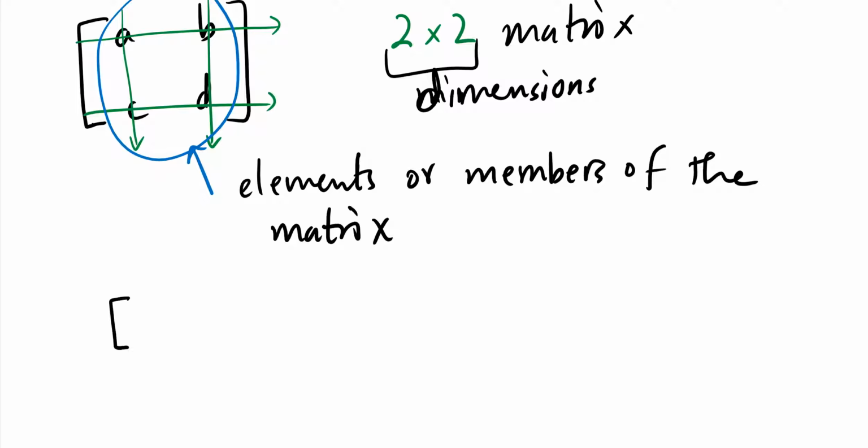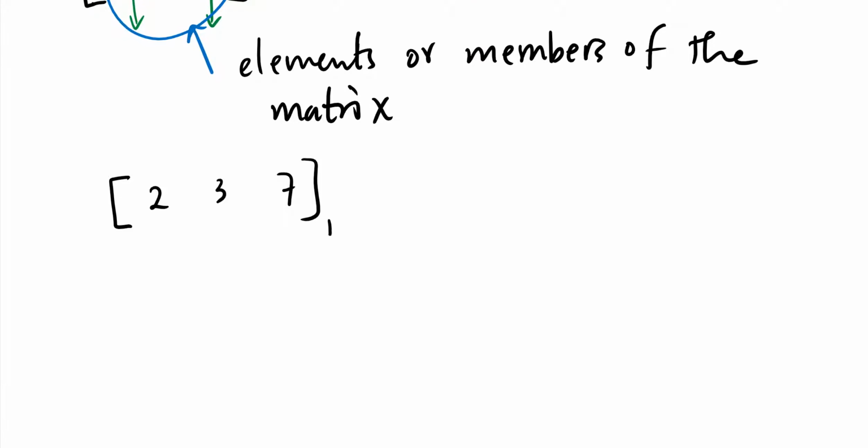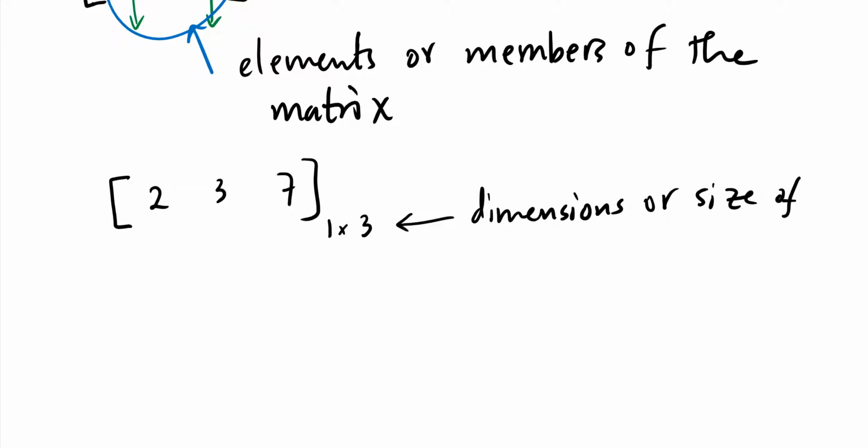If we look at this matrix, 2, 3, 7, what are the dimensions? This is only one row by 3 columns. So I write as a subscript on the lower right side, 1 by 3. It doesn't mean 1 times 3, it's just 1 by 3. That's the symbol for the dimensions, or the size, of the matrix. Again, always row by column.